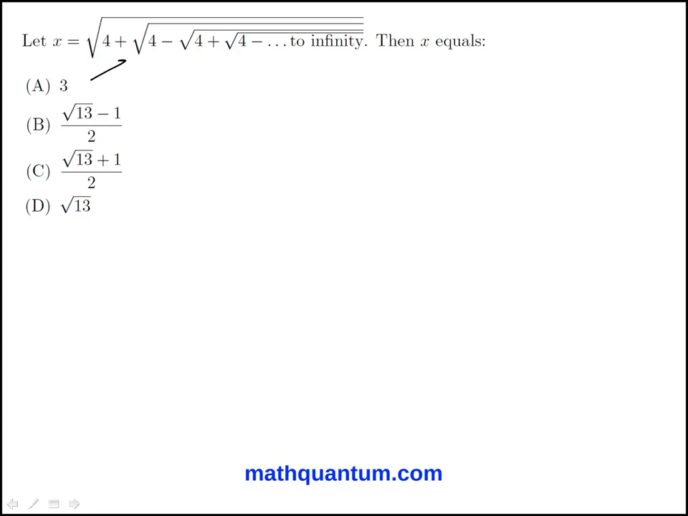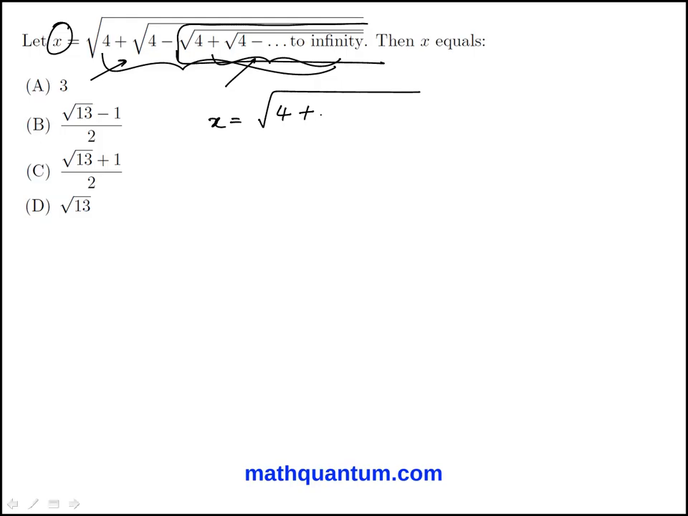So in this problem, we're given these nested square roots, and we're asked to find x. Here, the terms go on forever. So the key strategy for these types of problems is to observe x itself on this side of the expression. And if I were to demarcate this section here, that is the same as x. So I can rewrite this equation as x is the square root of 4 plus the square root of 4 minus x.